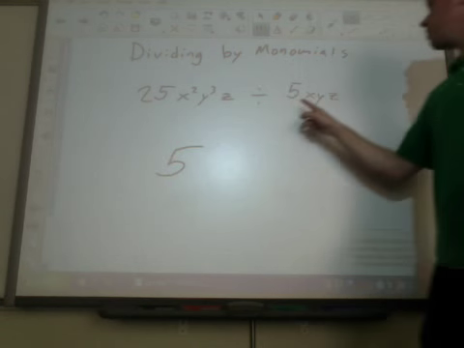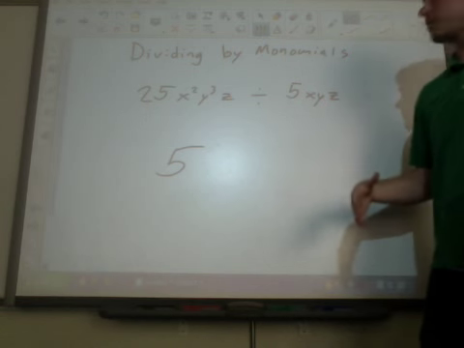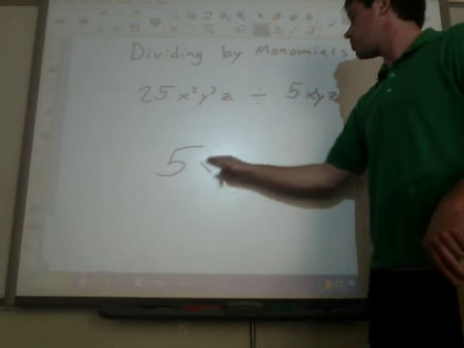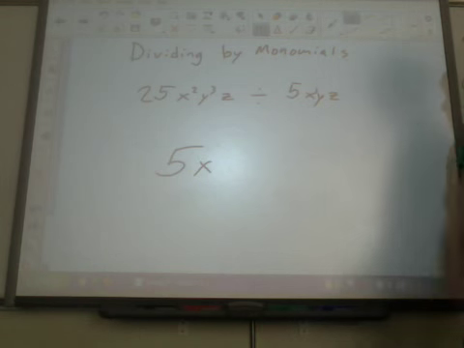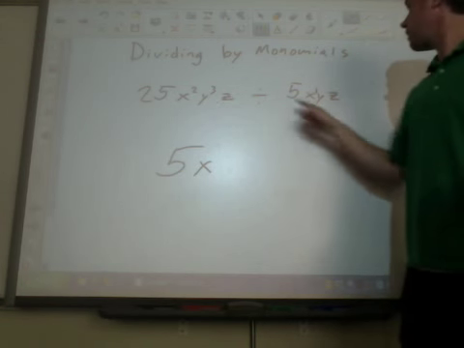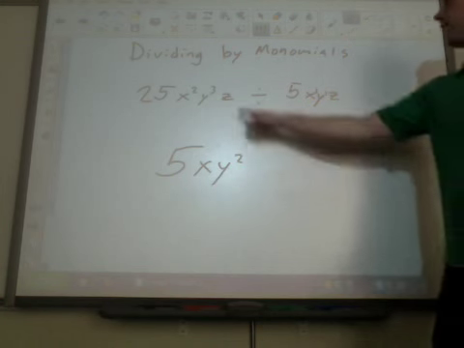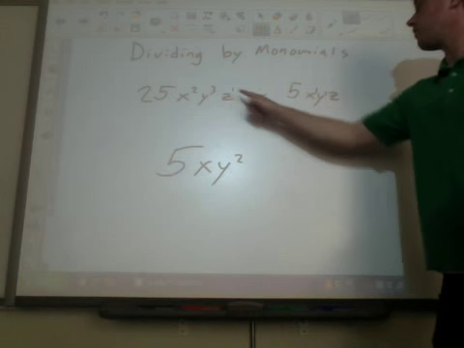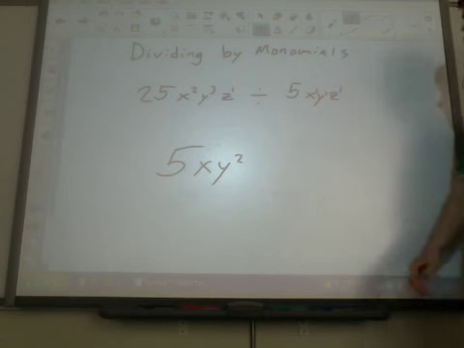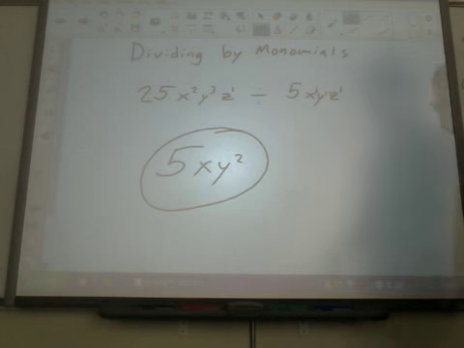We've got x squared divided by x. In this case, since we're dividing, you're going to subtract the exponents, right? So we've got 2 minus 1 is 1. So just x to the first power, right? Y to the third divided by y, subtracting, you've got 3 minus 1 is 2. So y squared. And then z divided by z, well, z to the first divided by z to the first, 1 minus 1 is 0, so there is no z in our answer. That would be our final answer there, 5xy squared.